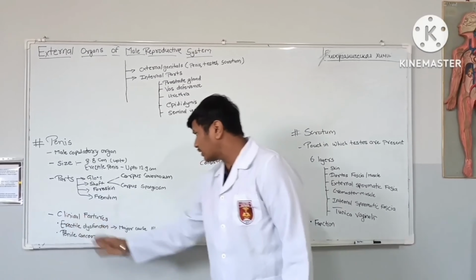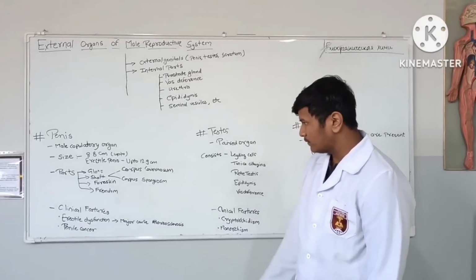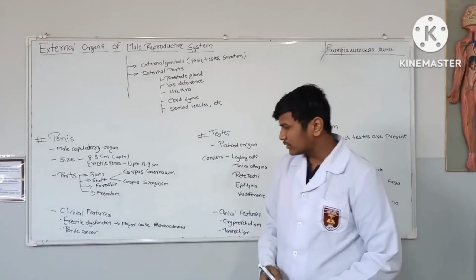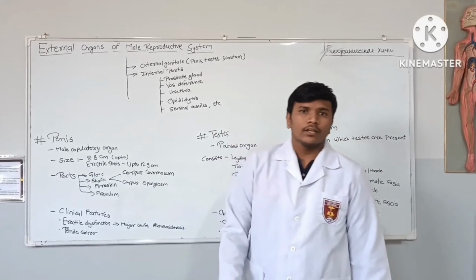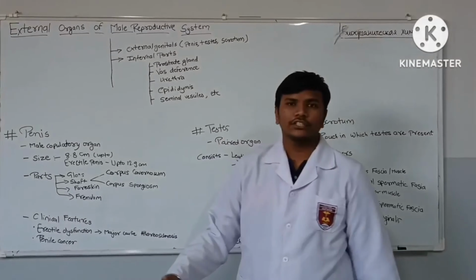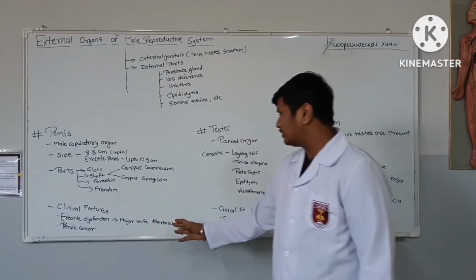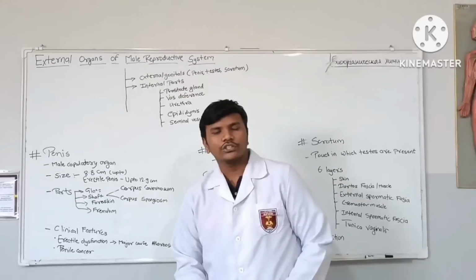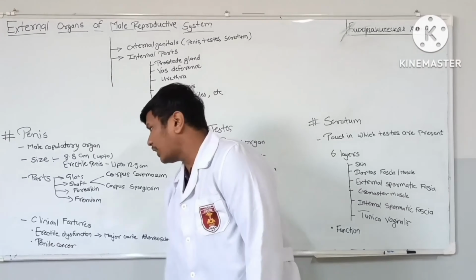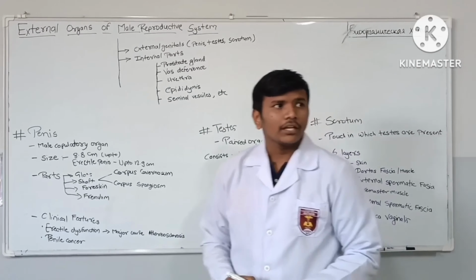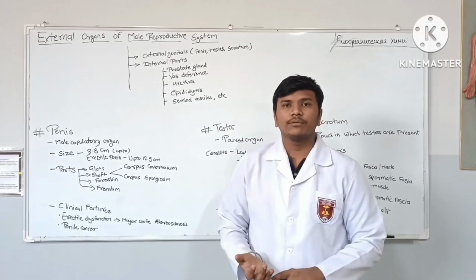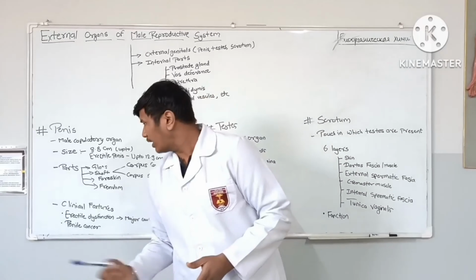Now we will see the clinical features of the penis. The first clinical feature is erectile dysfunction. In this disease, the penis can't reach its maximum size. The major cause of this is atherosclerosis, which is damage of vessels. The second clinical feature is penile cancer. Penile cancer symptoms include blood in urine, blood in semen, blood in foreskin and many more.